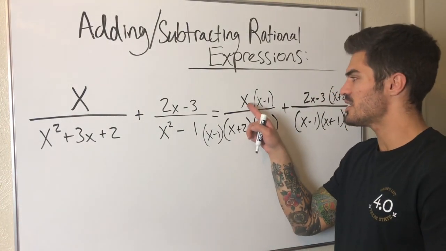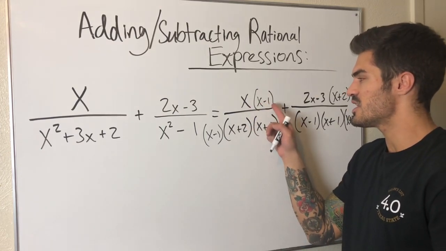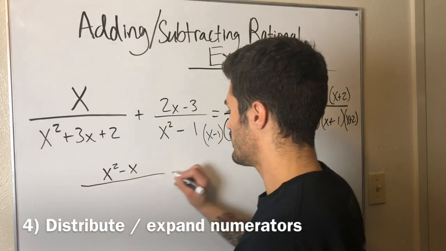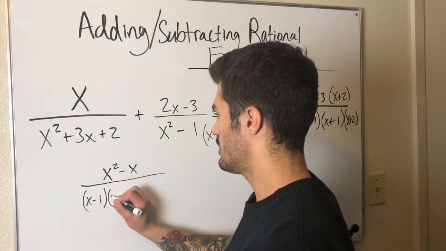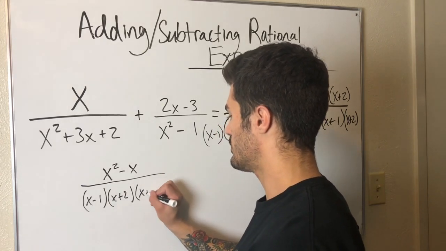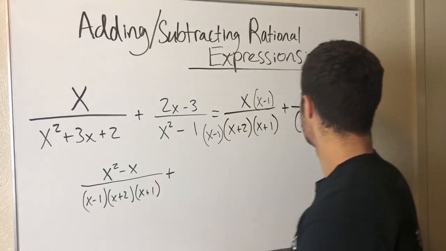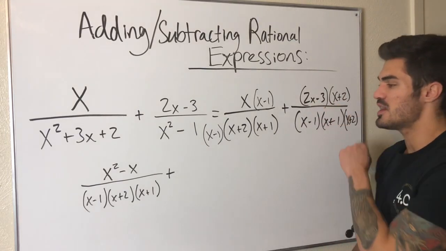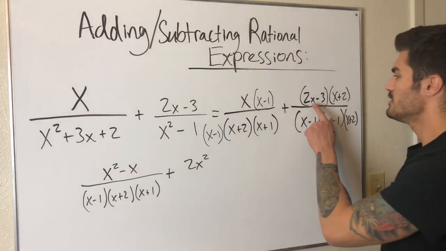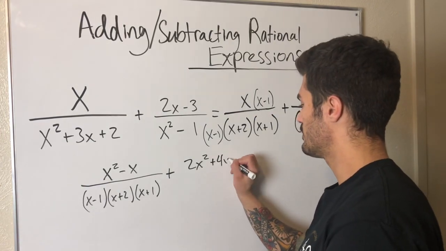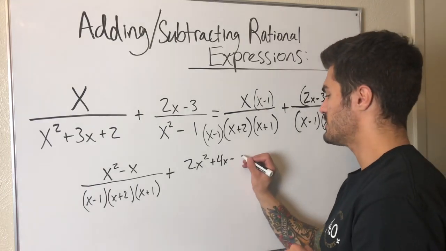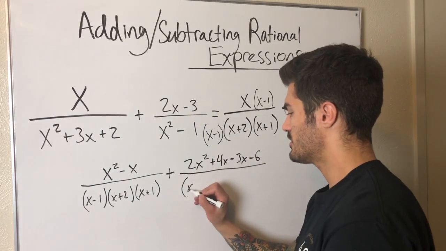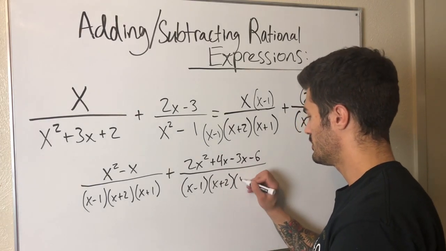Okay, x, I'm going to go ahead and distribute this. X times x is x squared, minus x times negative 1, which is just x. So x squared minus x is up top there, and on bottom I still have that big thing, x minus 1, x plus 2, x plus 1. And this is being added, plus. Now I'm going to go ahead and FOIL this out because this is multiplying to this whole thing. So I got to FOIL this top guy. So 2x times x, that's 2x squared. 2x times 2, that's 4x. Negative 3 times x, that's minus 3x. And negative 3 times 2, that's minus 6. And that's still all over x minus 1, x plus 2 times x plus 1.